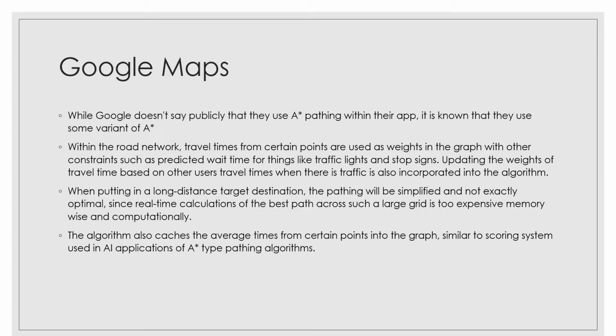And the algorithm also uses average times for certain points in the graph, and it assigns a scoring system, kind of like the machine learning application of A-star. So it'll sometimes also cache just average wait time. So if you're leaving in the morning where traffic's heavy, it'll already have those weights stored where they know what the average time will be.